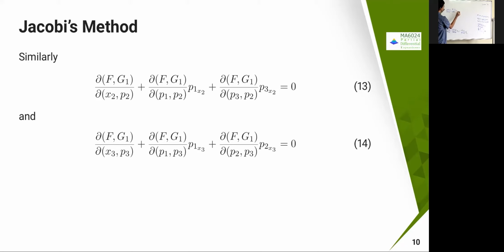P1 X2 is going to come, plus dou of f, g1 divided by dou of p3, p1, that is going to become P3 P2, into P3 of x2 is going to come, equal to 0. Same way you can find dou f by dou g of dou x3, P3. Same way here it will come.